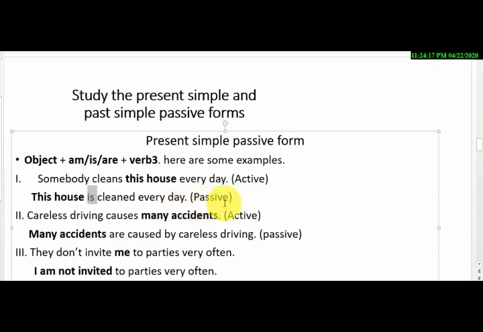This is passive voice. Careless driving causes many accidents. This is active voice. Can you see the object of this sentence? Yes, many accidents. This is the object, and it will be the new subject. Many accidents is plural, that's why I take are. Many accidents are caused by careless driving. This is passive.